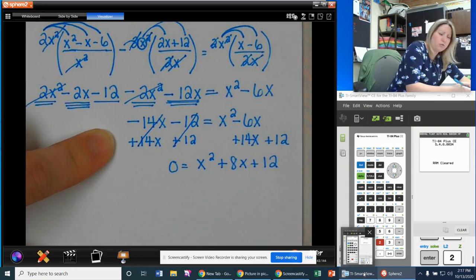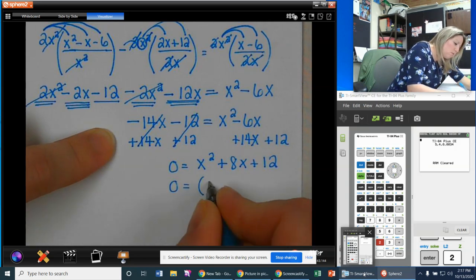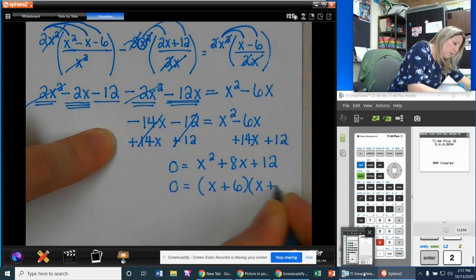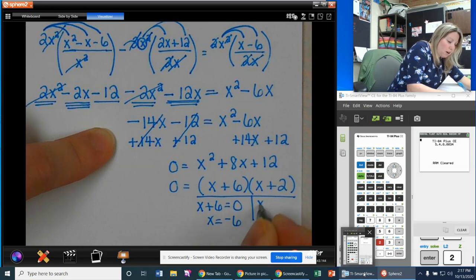What are the factors of 12 that add to give me 8? 4 and 3 is 7, so that's out. How about 6 and 2. 6 plus 2 is 8. And they're both positive because that's a positive 8 in the middle. And now we t-chart. Set them each equal to 0. X plus 6 equals 0. So x has to be negative 6. And x plus 2 equals 0. So x has to be negative 2.